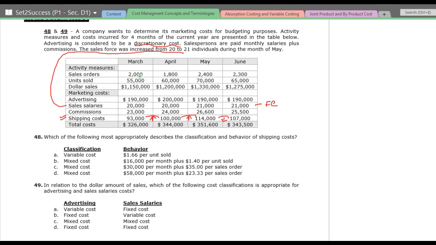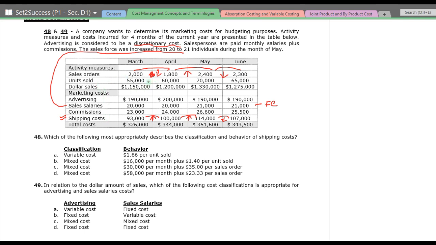So let us see. From 2000 to 1800 sales orders have decreased, but the shipping cost has increased. From 1800 to 2400 it has increased, and from 2400 to 2300 it has decreased. So there is no relationship between the sales orders and the shipping cost. So let us see the units sold.